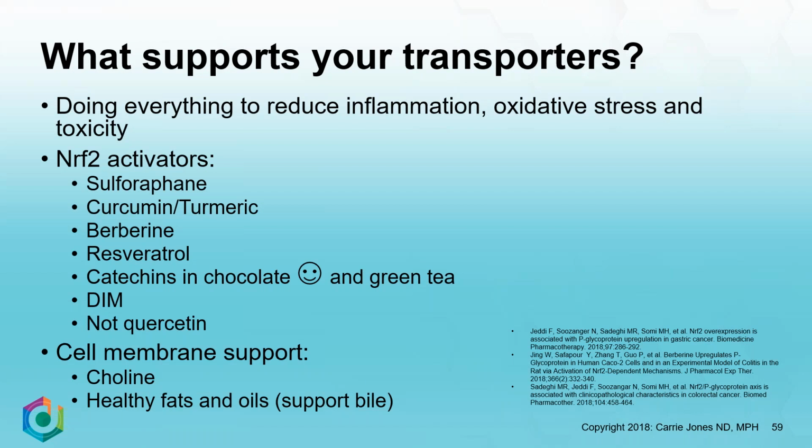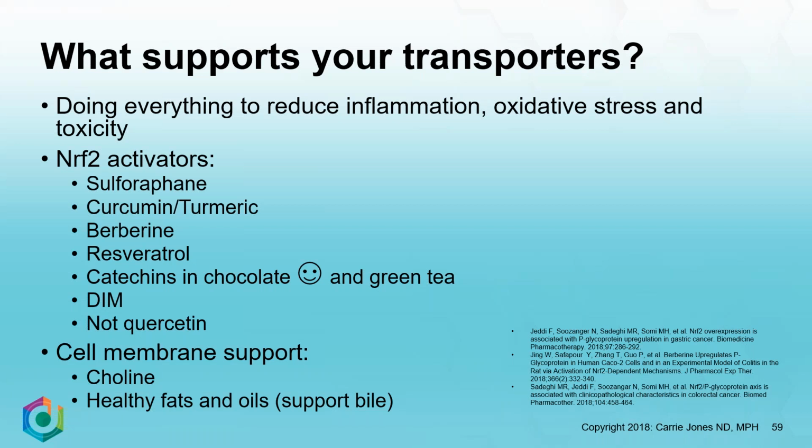So what can you do to support your transporters? Obviously, doing everything and anything to reduce inflammation, oxidative stress, and toxicity, and help support NRF2, which we've been talking about. So there's your sulforaphane, your curcumin or turmeric, berberine, resveratrol, the catechins in chocolate. Of course, the darker the better. I think dark chocolate is medicinal. Green tea, DIM, which we talked about initially, and not quercetin. Sorry. Now, quercetin is good for lots of other things, like I said, but we have to be careful with the transporters.